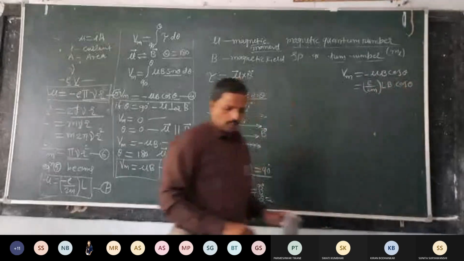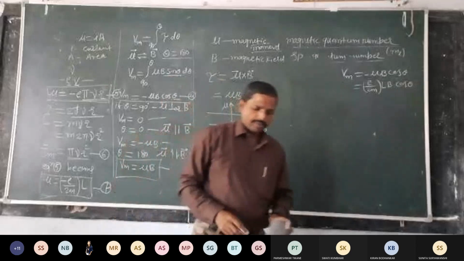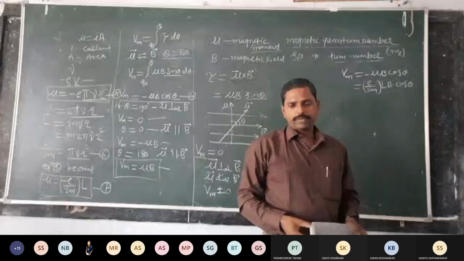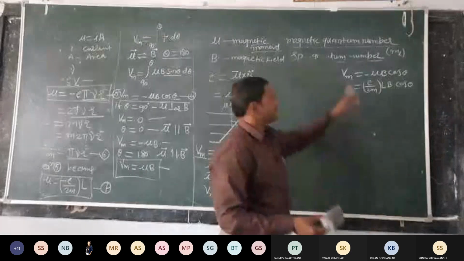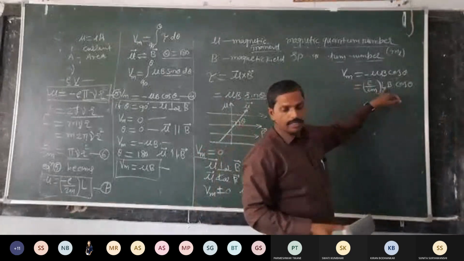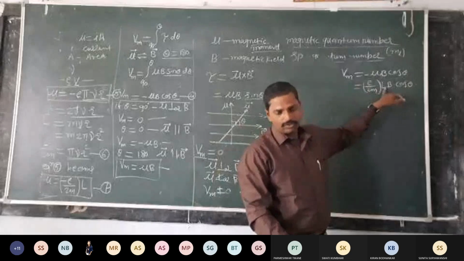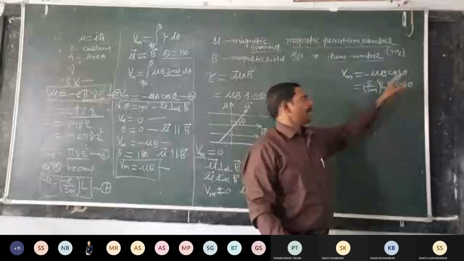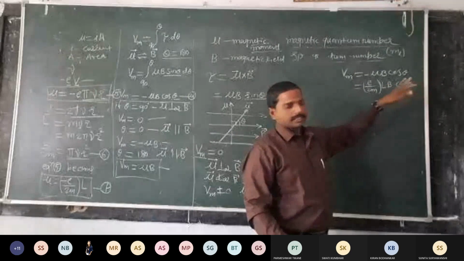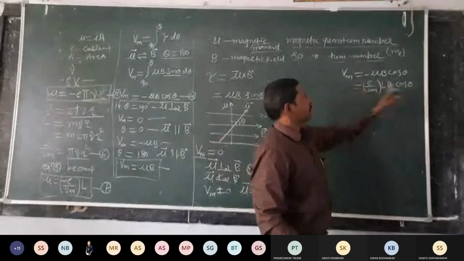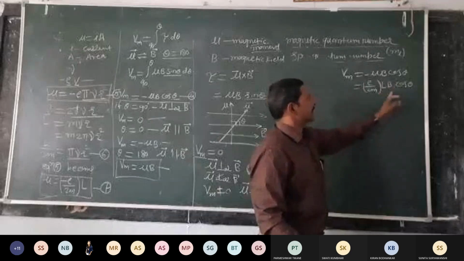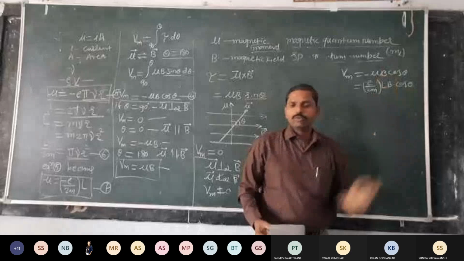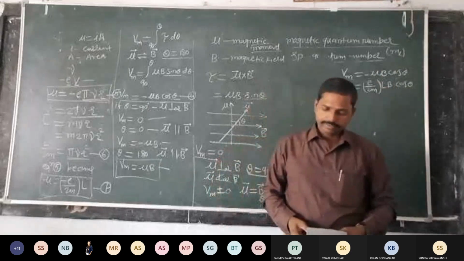It means that the potential energy is a function of L, that is the angular momentum, B, that is the magnetic field strength, and the angle theta. Vm, that is the potential energy, is a function of the magnetic flux density B and the angle between mu and B, theta.